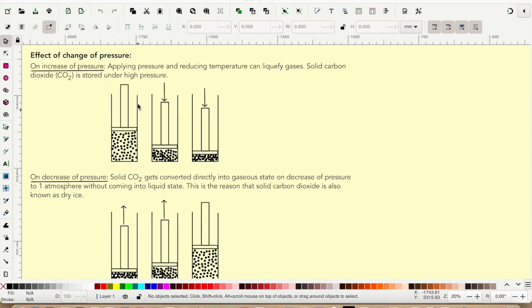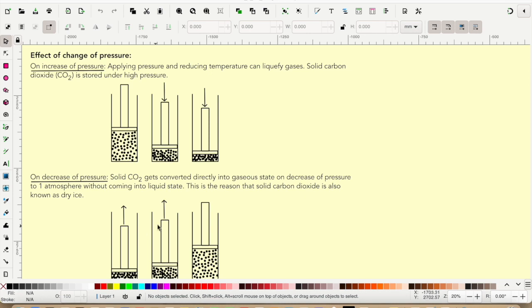This is a cylinder, this is a piston and gas is filled inside it. If you push the piston down the cylinder, pressure on the gas will increase, the distance between particles will decrease. Slowly gas will change to liquid and liquid to solid. By this process, carbon dioxide changes to solid carbon dioxide, which is also known as dry ice.